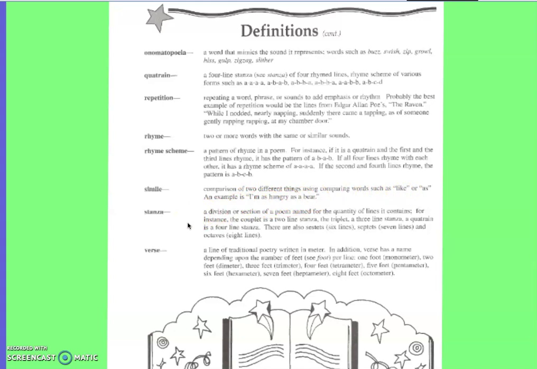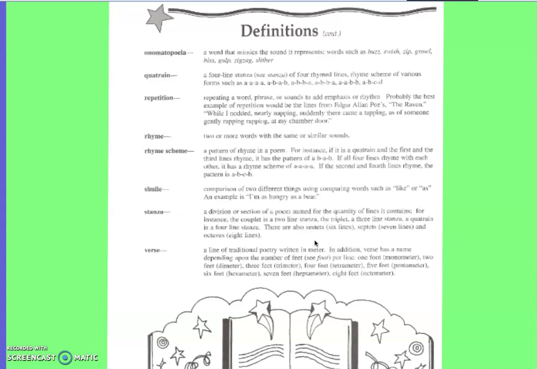And then the next part of poetry that you'll learn about is stanzas, which is the division or a section of a poem named for the quantity of lines it has. So a couplet is a 2-line stanza, a triplet has 3 lines, and a quatrain has 4 lines. And then you can also have more than just 2, 3, or 4 in a stanza. Think of stanza as another way to say paragraphs in poems, because paragraphs are usually based on a topic and they are made of sentences. Stanzas in poems are not always made of sentences, because poetry does not have to follow punctuation rules.